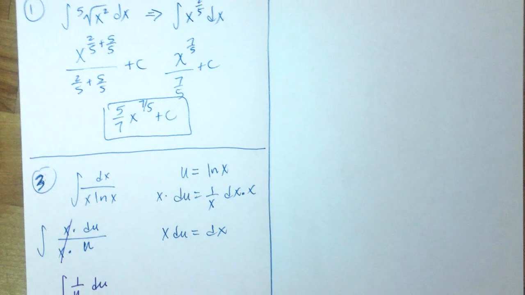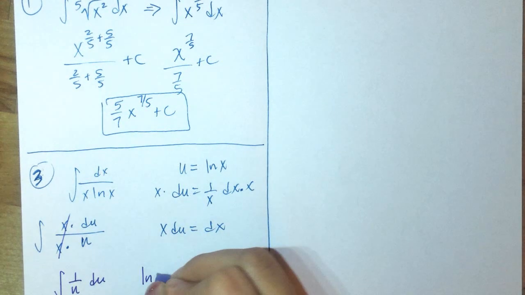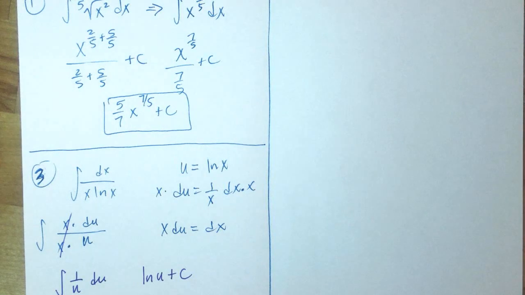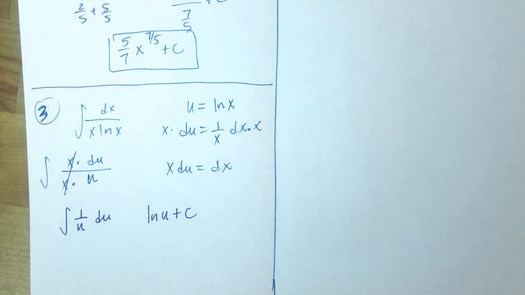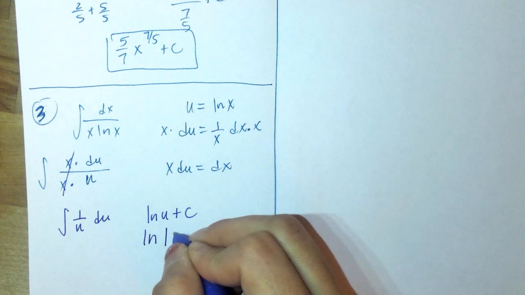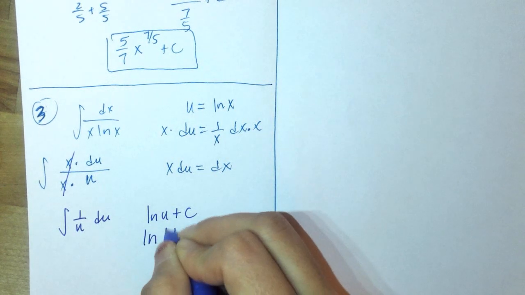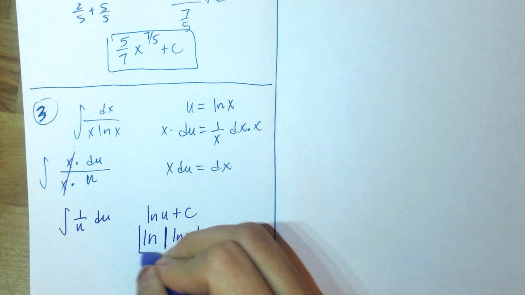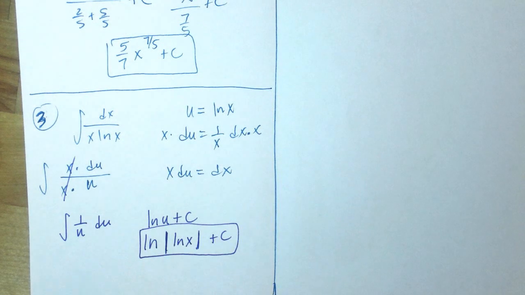What's the integral of 1 over u? ln of u, right? Plus c. So in this case, this would be ln of x plus c. That was number 3, so I guess we're going the opposite way.